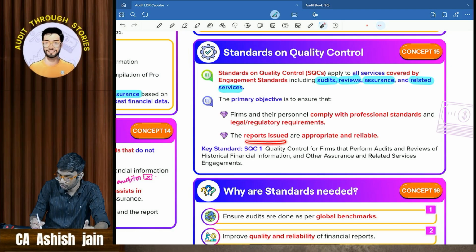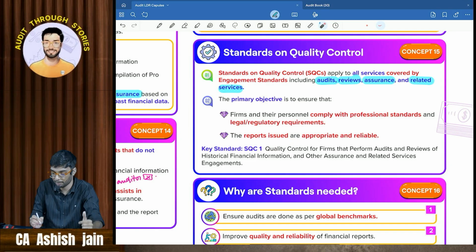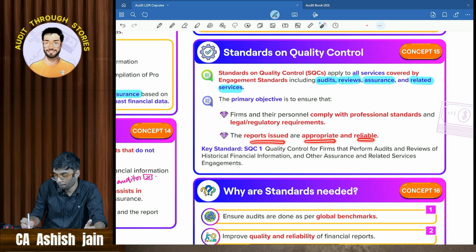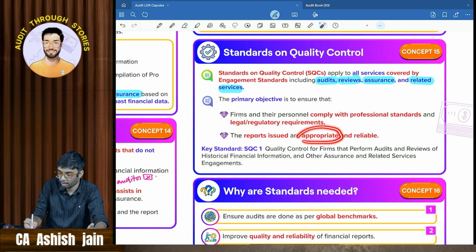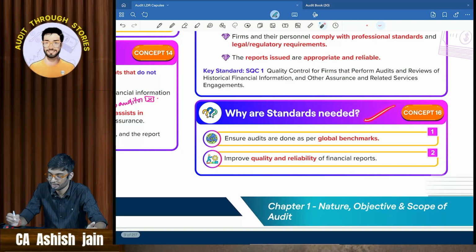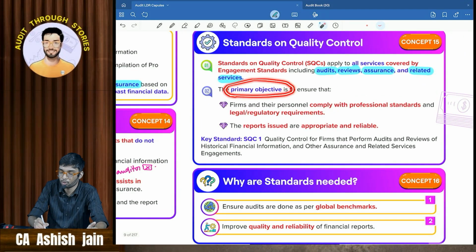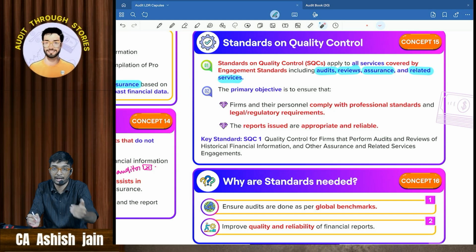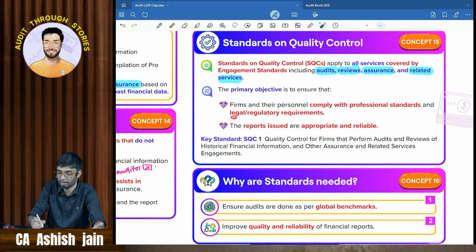The second primary objective of SQC1 is that the reports issued are appropriate and reliable. Whatever report is being issued, such as the audit report, must be appropriate and reliable. So there are two primary objectives of SQC1. One is that the firm and its personnel comply with professional standards and legal and regulatory requirements. Another is that the report is issued appropriately and is reliable. What report? The audit report.